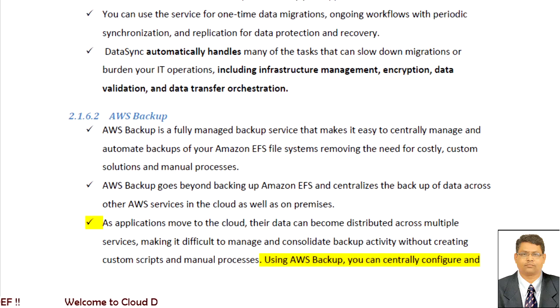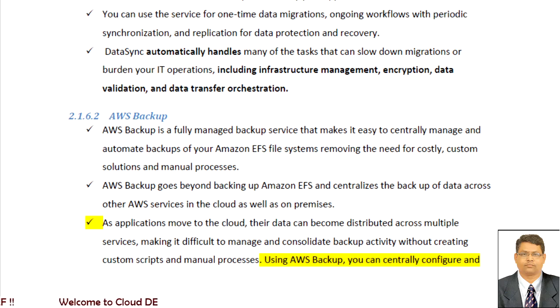2.1.6.2 AWS Backup. AWS Backup is a fully managed backup service that makes it easy to centrally manage and automate backups of your Amazon EFS file systems, removing the need for costly, custom solutions and manual processes. AWS Backup goes beyond backing up Amazon EFS and centralizes the backup of data across other AWS services in the cloud as well as on-premises.